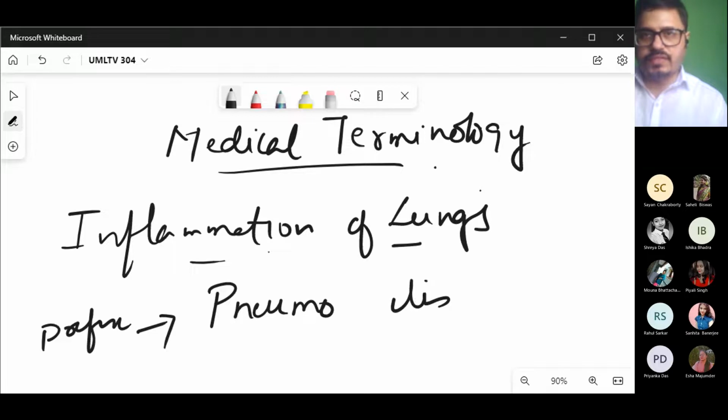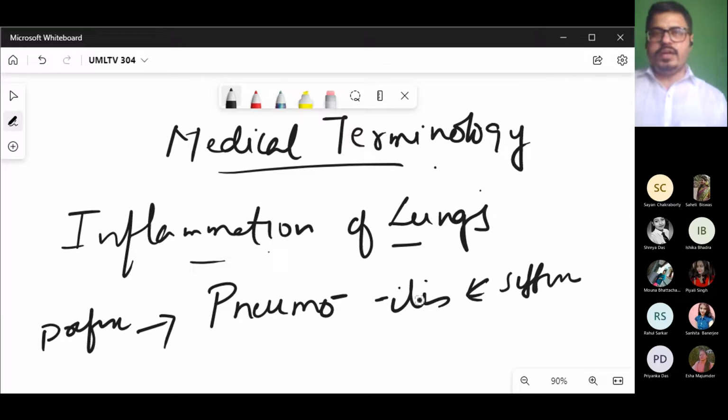To indicate a prefix, I need to put a dash just after the prefix, and to indicate a suffix, I again need to put a dash before the suffix. So this is the suffix part. Now the question lies: how would these two parts of the term join to form the entire term? Would it be pneumoitis or would it be pneumatitis? What will that be?